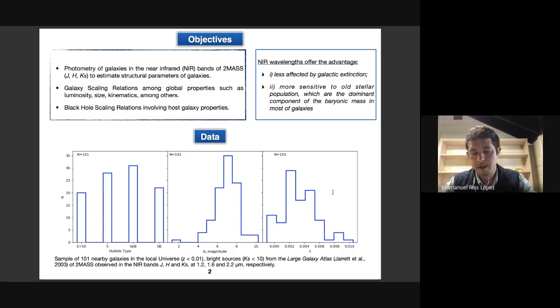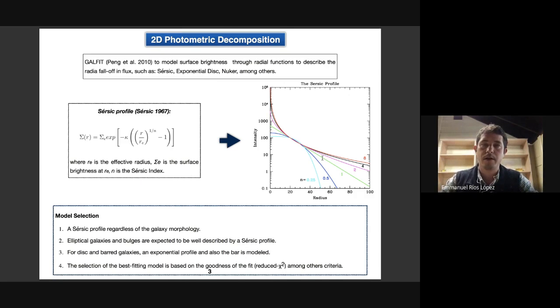We have galaxies with redshift below 0.1. We know near infrared wavelengths offer the advantage that they are less affected by galactic extinction, and also that these wavelengths are a good tracer of the older stellar population of galaxies. So we perform our two-dimensional photometric study using GALFIT.